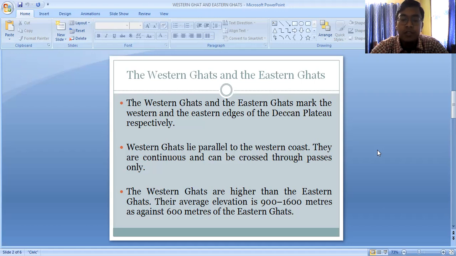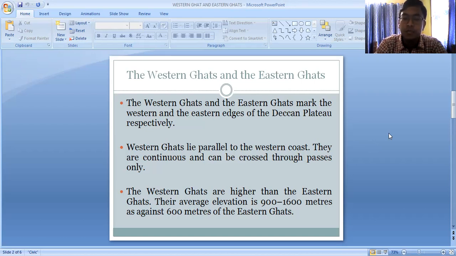The average elevation in the Western Ghat is 900 to 1600 meters, as against 600 meters in the Eastern Ghat. So basically the average height of the Western Ghat ranges between 900 and 1600 meters, whereas in the Eastern Ghat it is around 600 meters. That means the Western Ghats are much higher in elevation than the Eastern Ghats, and it resembles the slope of the Deccan Plateau. So from this height of the Western Ghat and the Eastern Ghat, we can understand that the slope of the Deccan Plateau is from the west towards the east.